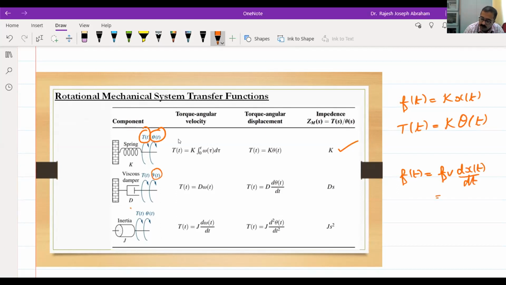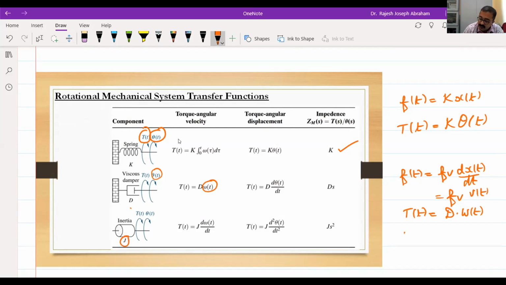Okay, or it was F into v of t, the linear velocity. But here we have angular velocity omega. So here you will get torque T of t as the damping constant, the dashpot constant D into omega of t, where omega of t is the angular velocity, d theta by dt. Okay. Now instead of mass, here we have moment of inertia J.